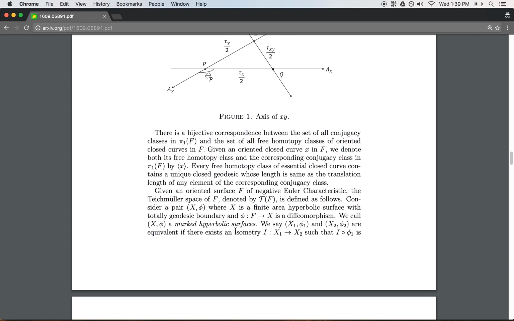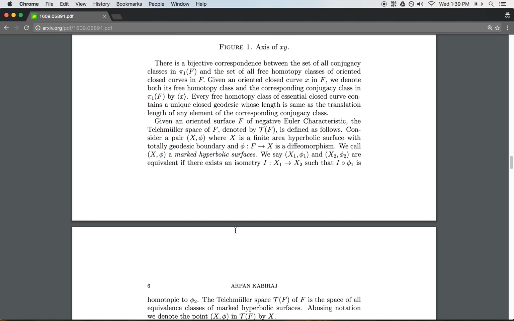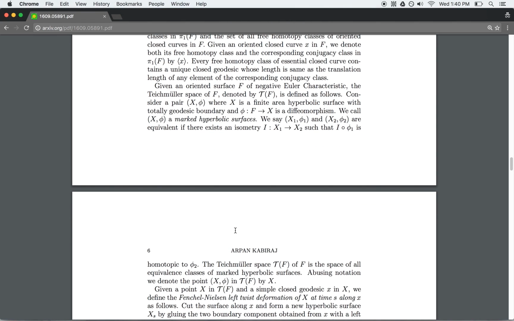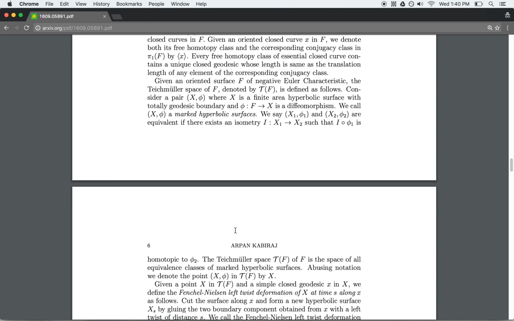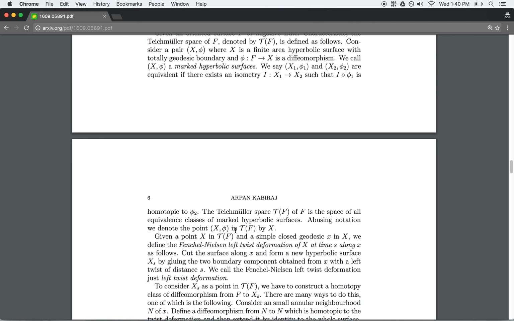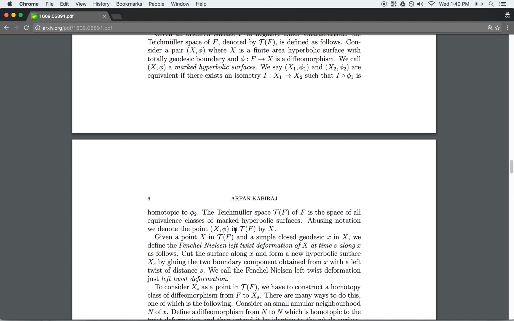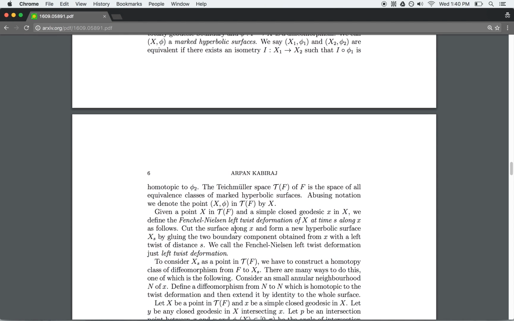We say the pair (X₁, φ₁) and the pair (X₂, φ₂) are equivalent if there exists an isometry I from X₁ to X₂, such that I ∘ φ₁ is homotopic to φ₂.